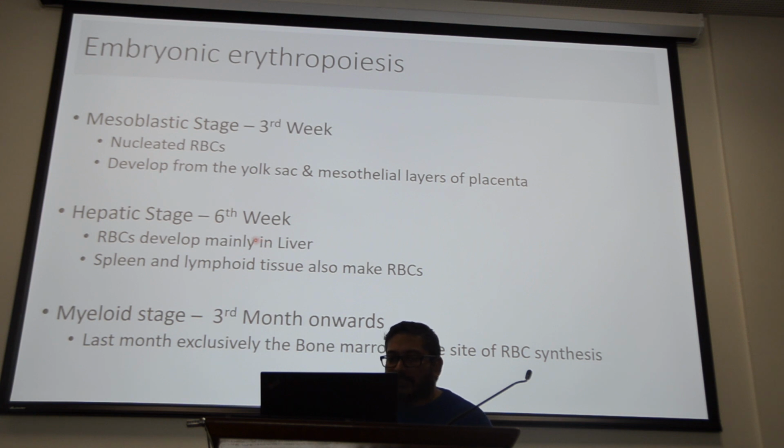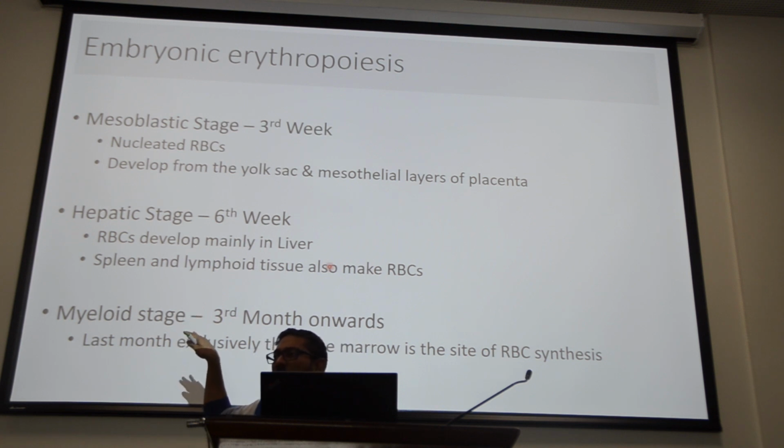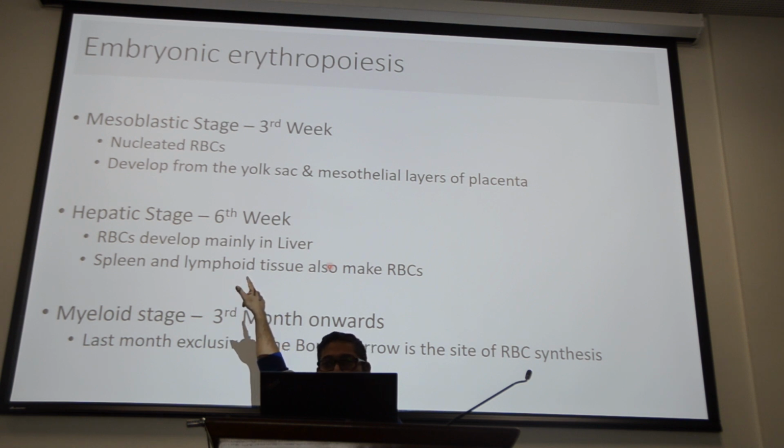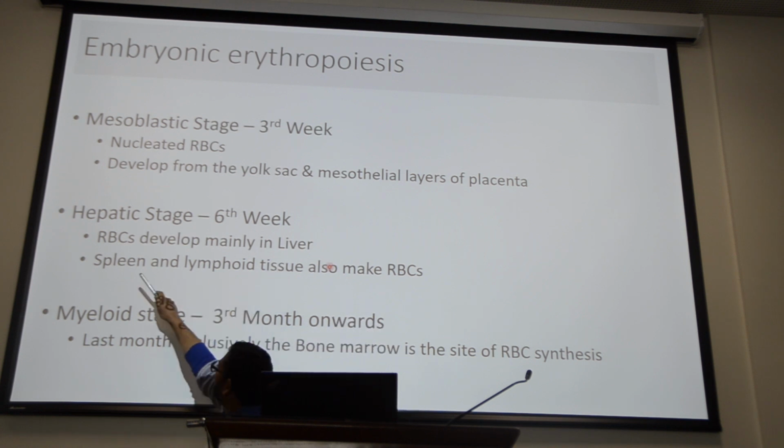Later on, at 6 weeks, the liver takes over, and the spleen and the lymphoid, and later at 3 months onwards, it moves to be the myeloid stage. Now, bear in mind all of this. You definitely, as adults, do not have the yolk sac anymore, okay? And you don't have the mesothelial layers of the placenta. Whatever is left is just a belly button as a remnant of the placenta in you. But what you do have is the liver, spleen, and the lymphoid tissue.